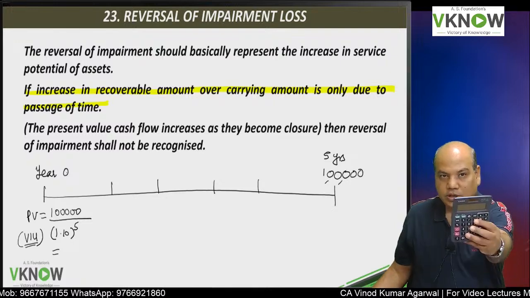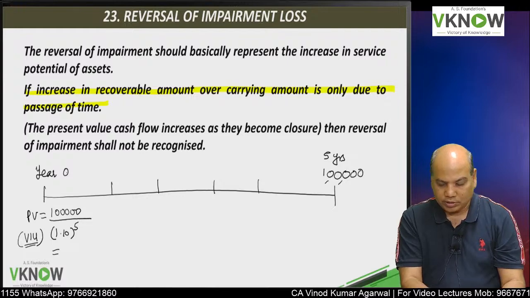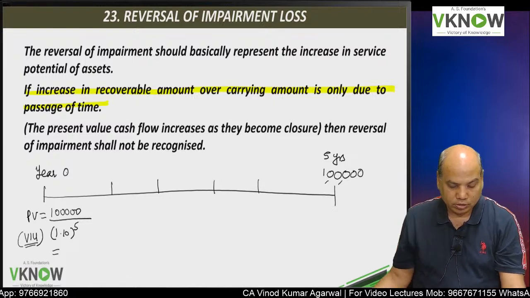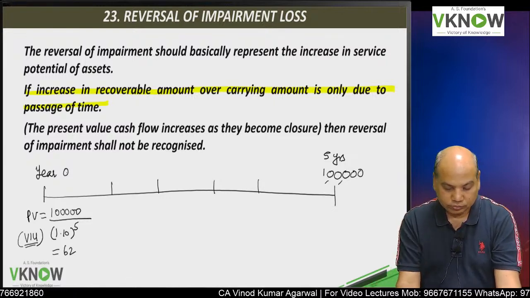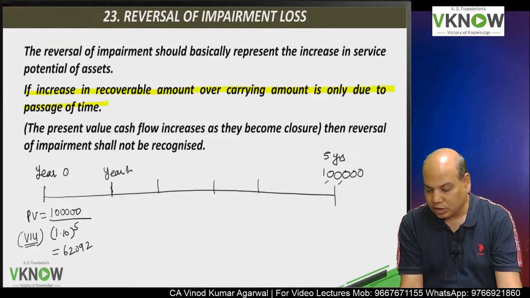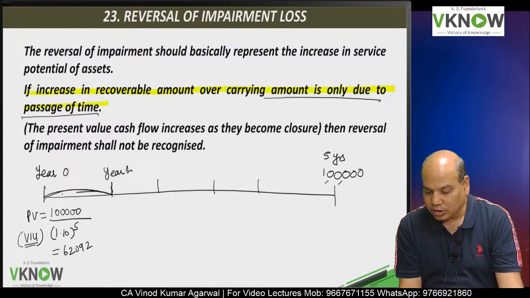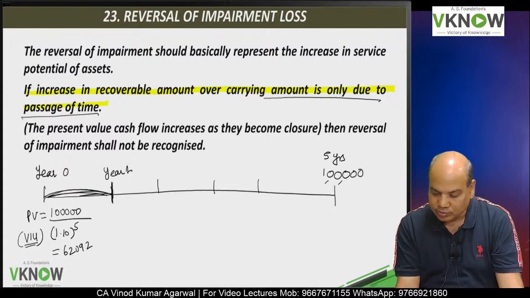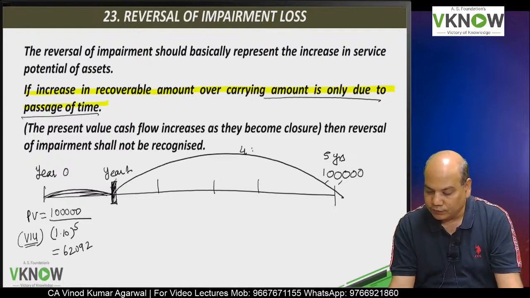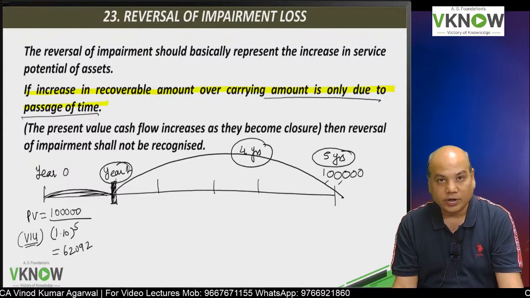So what you do, take a calculator, type 1 lakh, divide by 1.10, press equal to 5 times. So that is 62092. If I go to year 1, 1 year is over. That is 1 year has passed and now I am standing here at the end of year 1. Now the gap is only 4 years. Gap between end of year 1 and end of year 5 is 4 years.